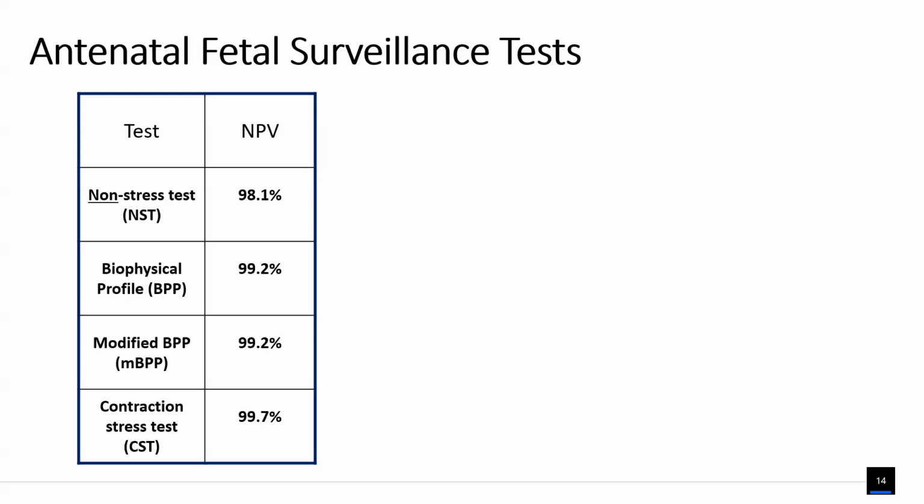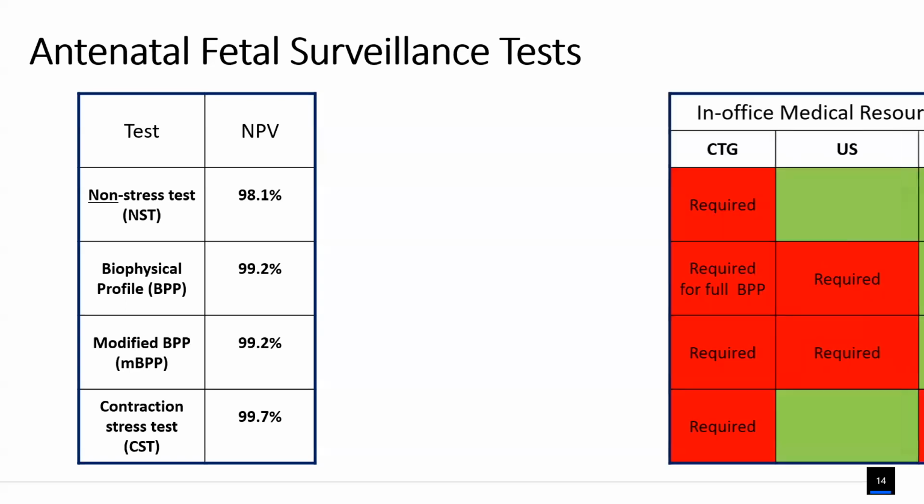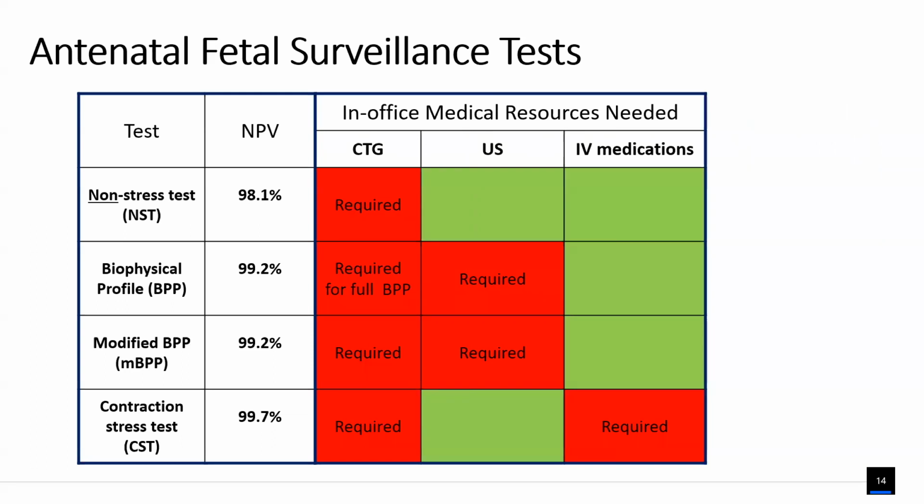Now, there are other things we can do to reduce that further, but all of them are acceptable per ACOG as the primary screening tool. But they are not the same, right? The non-stress test requires a CTG device in your office. The biophysical profile requires the CTG for the non-stress test plus an ultrasound for the other parameters. The modified biophysical again needs both the CTG and an ultrasound. And the contraction stress test needs a CTG device and then medication, usually Pitocin or oxytocin, to stimulate contractions. So there are different amounts of resources needed for the different kinds of tests.